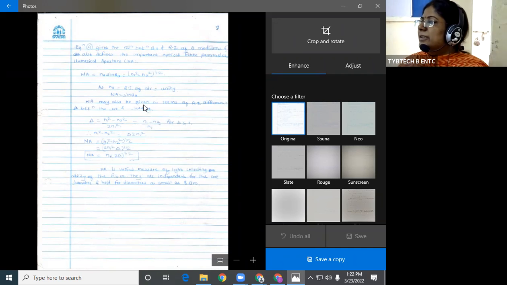What is the value of n0 here? 1, because they have not mentioned any other medium. That's why n0 is equal to 1. So NA is equal to sin theta A. The NA value we have just calculated, we calculated it just now.